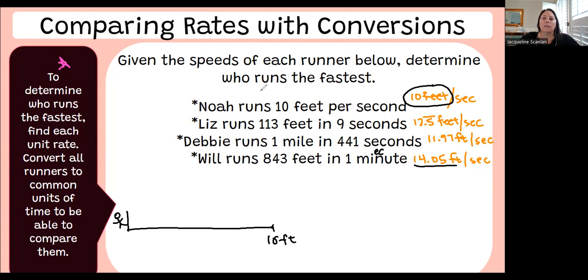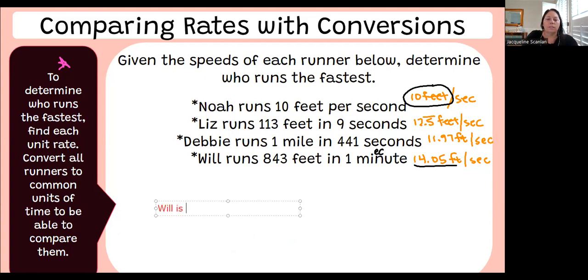Okay, so I would write an answer that would say something like, Will is the fastest because he runs 14.05 feet per second.